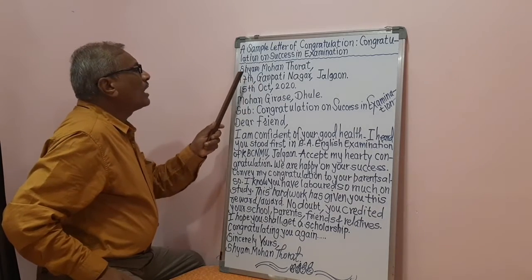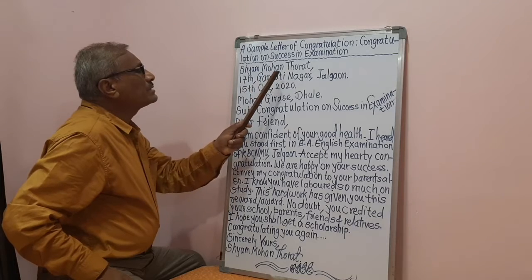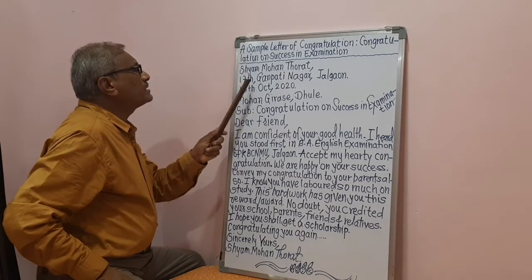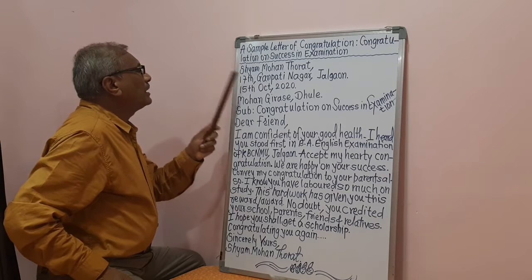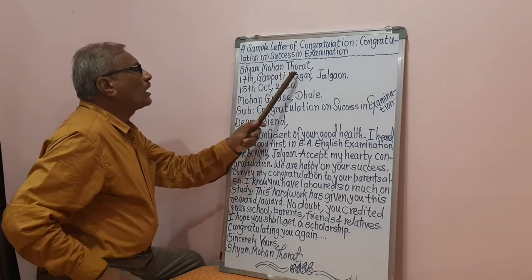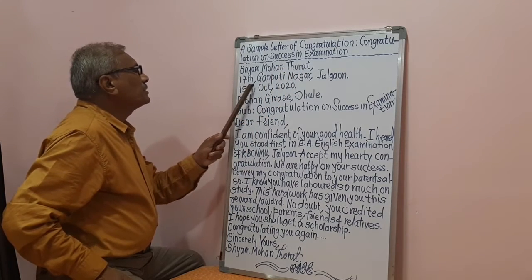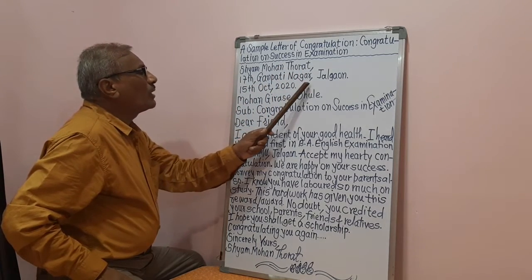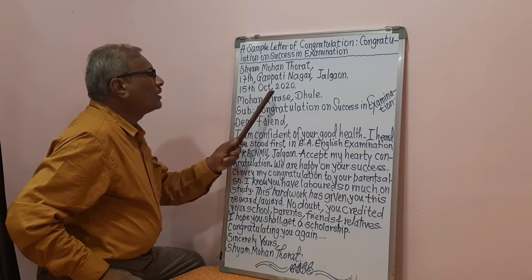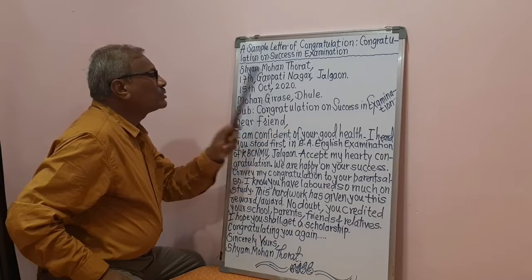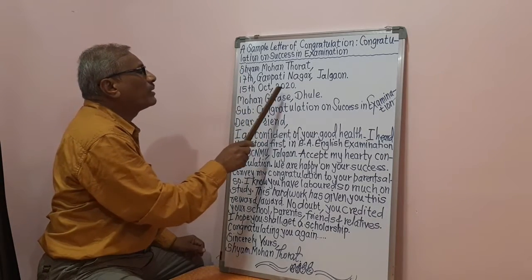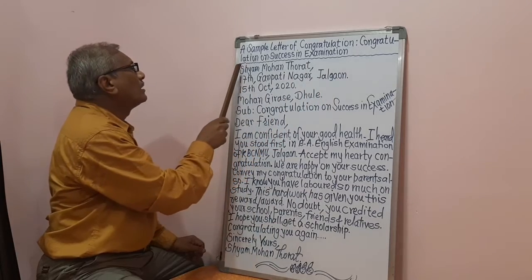So remember, how is the address written? That is the question, and the address is always written in this way: Shyam Mohan Thorat, comma, 17th, comma, Ganpati Nagar, comma, Jalgaon, full stop, 15th October 2020, full stop. Remember, this is the address, name, and date of the sender.